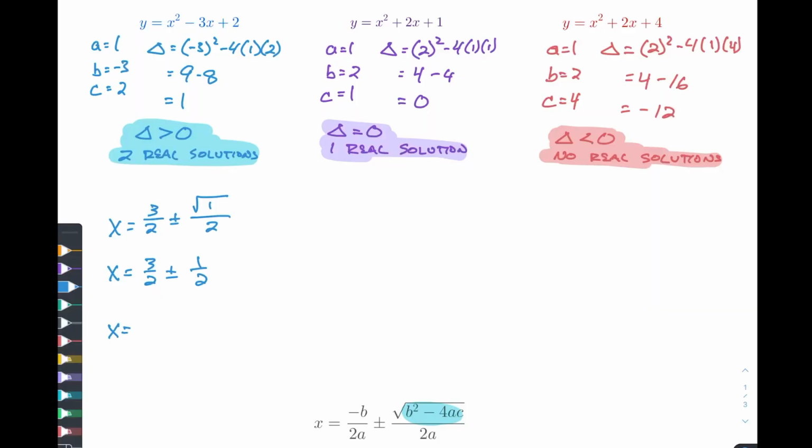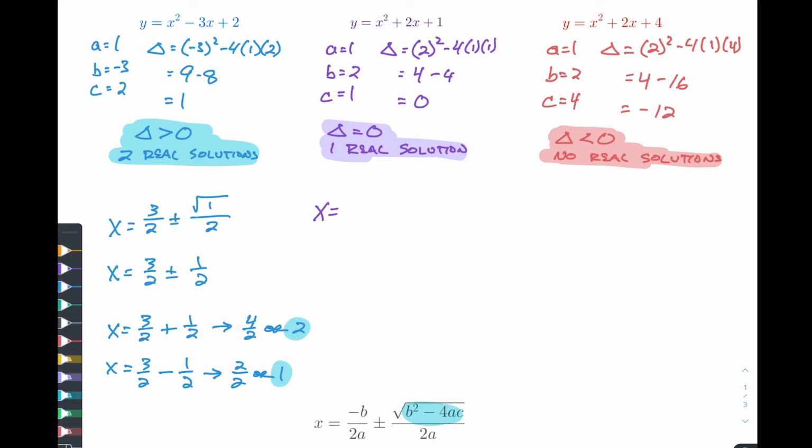And here's the real rub for why this works out the way that it does. We're going to ultimately say x has got to equal 3 over 2 plus 1/2, and we have to say x equals 3 over 2 minus 1/2. So this is going to give us a solution of 4 over 2, or the value of 2. And this is going to give us a solution of 2 over 2, or the value of 1. So here are our two solutions for this equation, the two places where this thing is going to cross the x-axis.